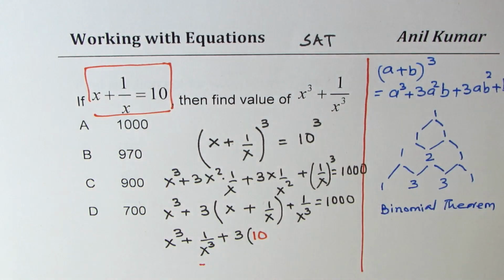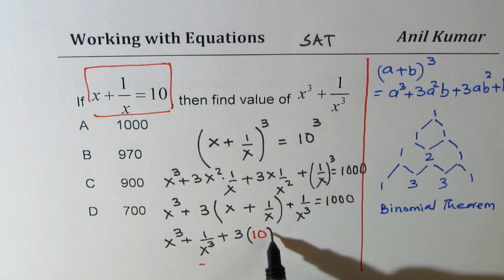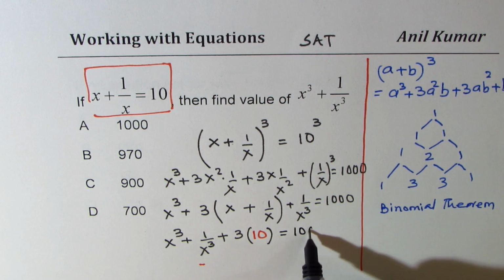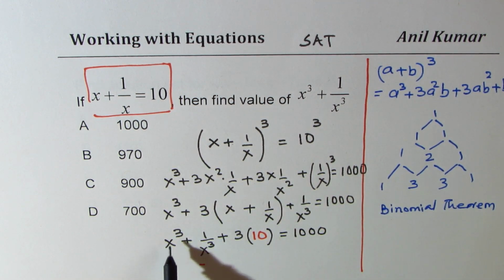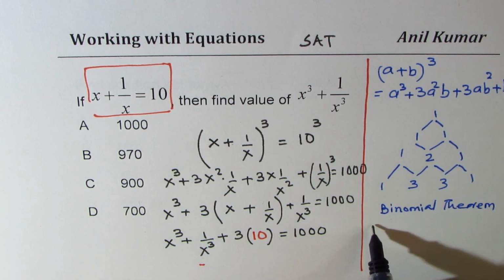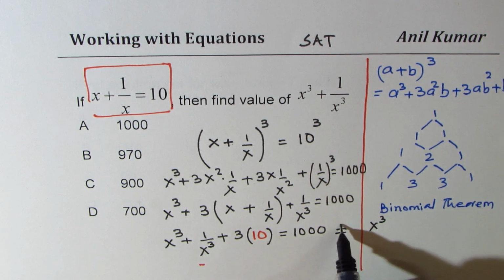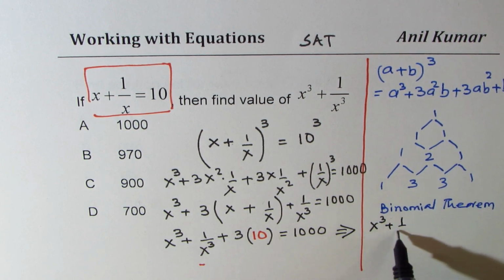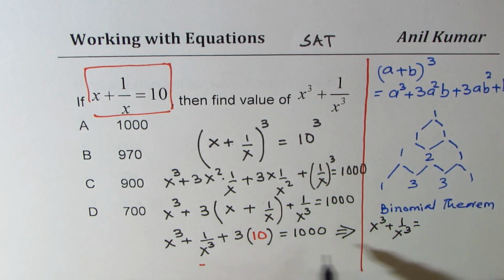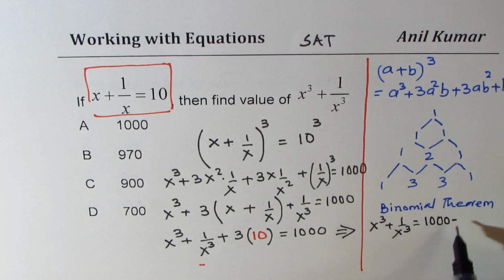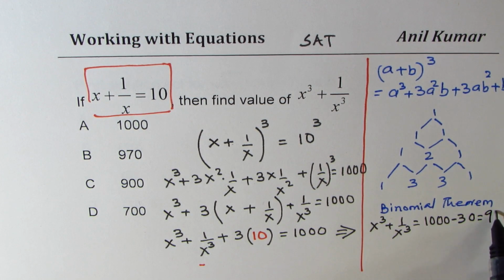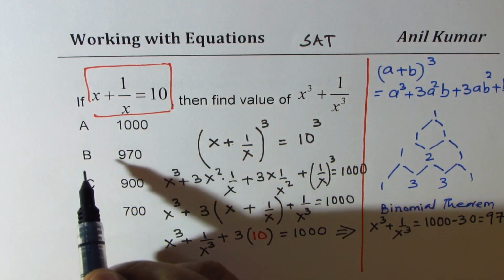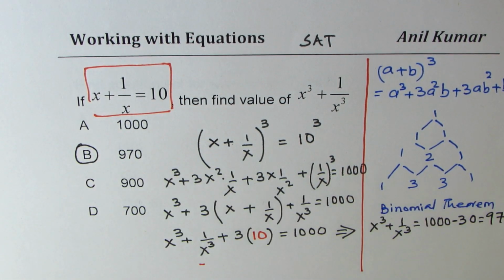Do you see that part? So we'll substitute this 10 for x plus 1 over x, equals 1000. What do we need? We need x cubed plus 1 over x cubed. Let me use this space. So this implies that x cubed plus 1 over x cubed is equal to 1000 minus 3 times 10, which is 30, which is of course 970. So option B is the perfect option.